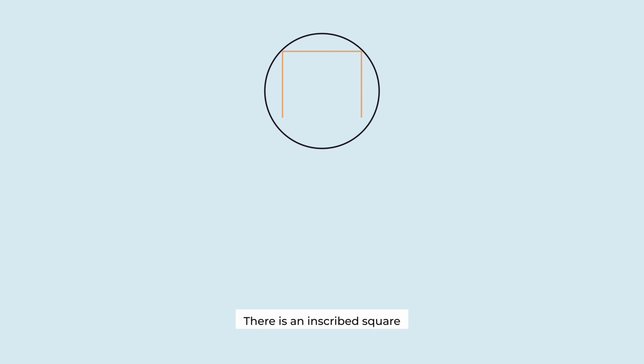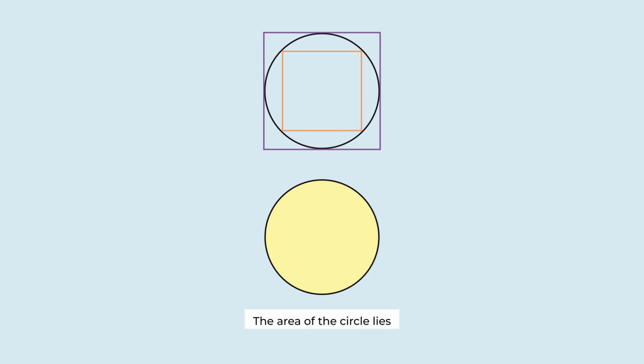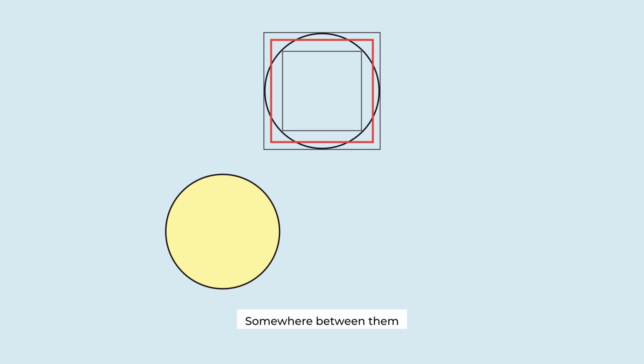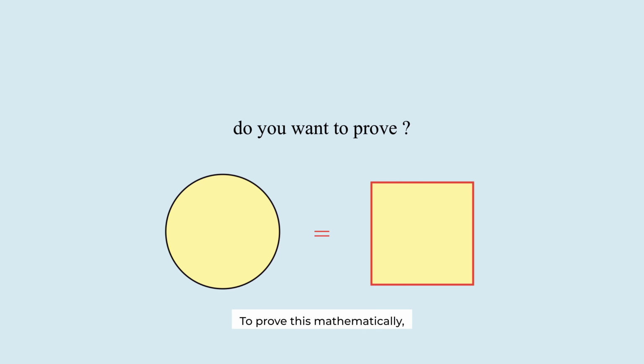There's an inscribed square and a circumscribed square. The area of the circle lies between the areas of the two squares. Somewhere between them is the square we are searching for. To prove this mathematically, we need to turn the problem into an algebraic one.